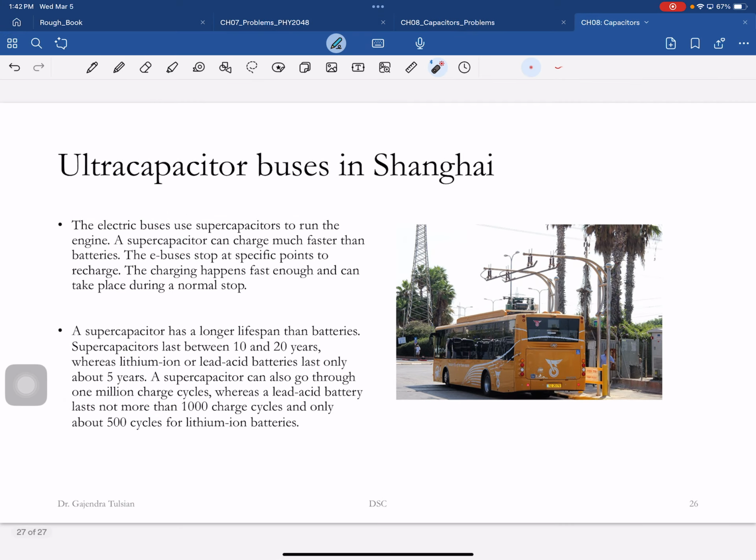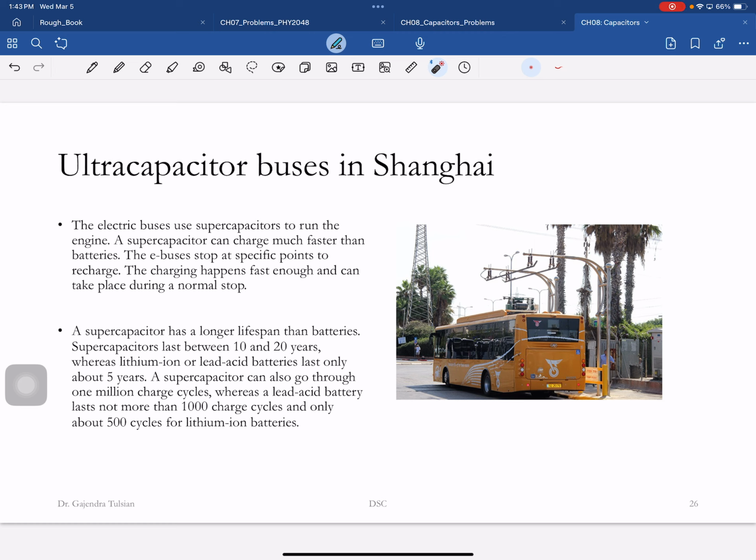Here's a bus that runs on capacitors. At every stop, it charges itself very fast. And then to the next stop, it uses the energy stored in the capacitor to run. And of course, if you are getting electricity from solar panels and windmills, then the operational carbon footprint is zero. And this is a very good thing in big cities and stuff like that.